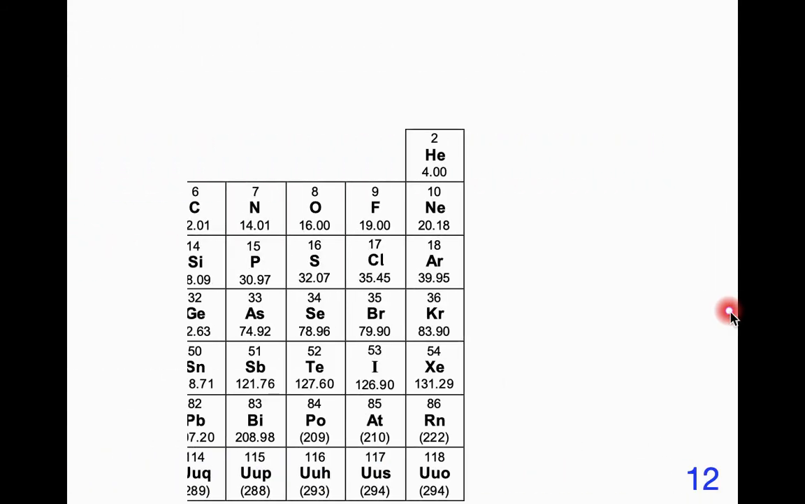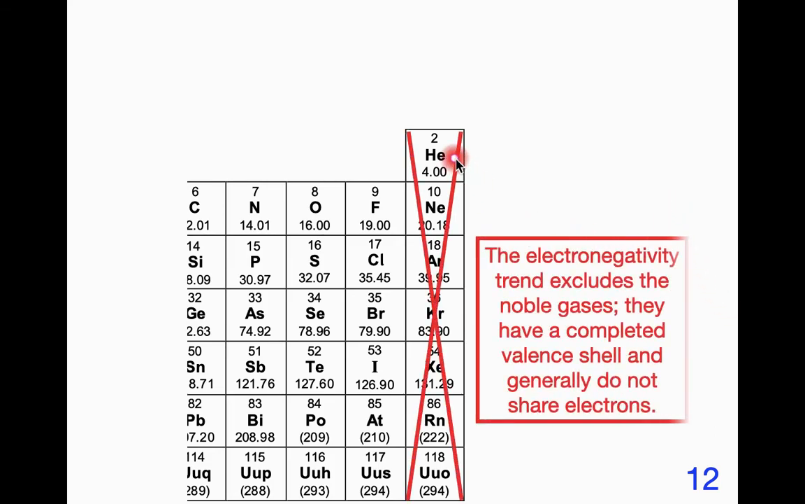Okay, before we do some practice, a couple of things about electronegativity. First off, we exclude the noble gases. The electronegativity trend excludes the noble gases. They have a completed valence shell and generally do not share electrons. Remember the octet rule, atoms tend to lose, gain, or share electrons to have the configuration of a noble gas. Well, electronegativity deals with the sharing of electrons, but noble gases don't do that. So when we talk about the electronegativity value increasing as we go across a period, we stop at the halogens. It does not include the noble gases.